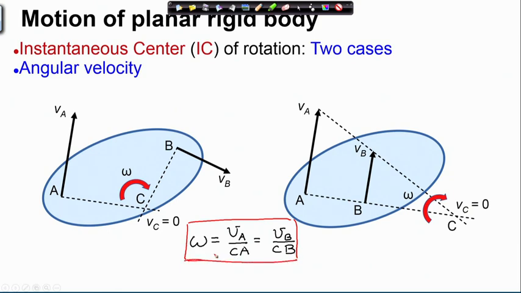So, you need to remember how to relate the velocities, say the center of rotation, with the angular velocity of the body or the angular speed of the body. Now, this we are going to use. This is how we define the angular velocity or angular speed of the body. How do we relate the angular speed with the center of rotation? Once we can locate the center of rotation of a body, then we can find out the angular speed of that body.